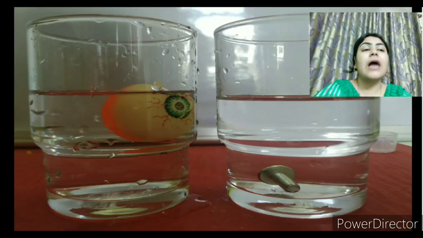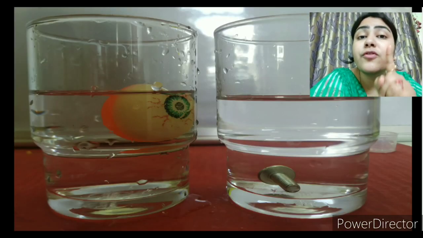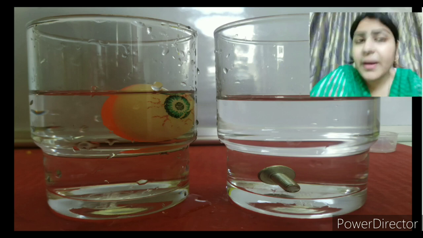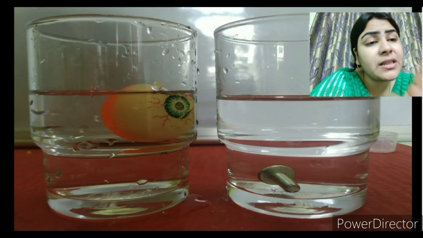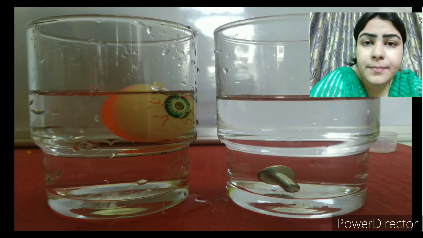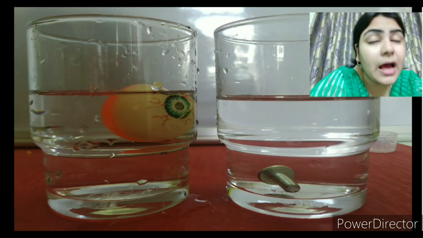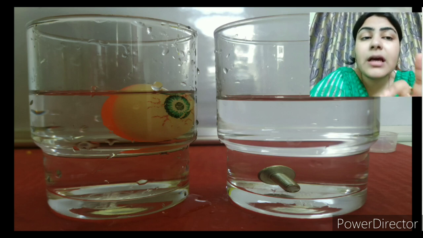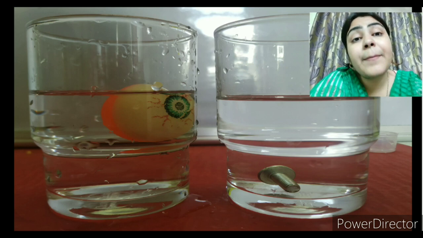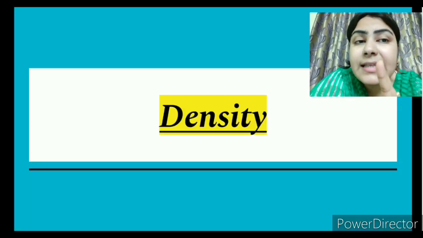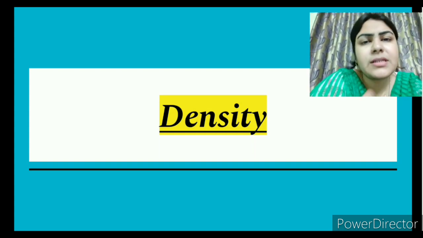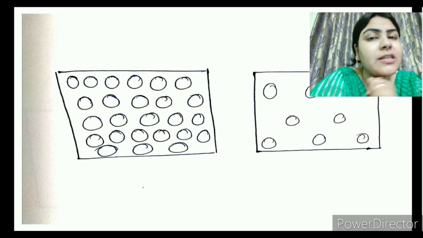Now let me talk a bit about this floating and sinking. The ball was floating, the plastic cap was floating, but the nail has sunk down. Do you know why this is? Now, the floating and sinking of any substance depends on the density of that substance. Now, what is density? I will explain to you.